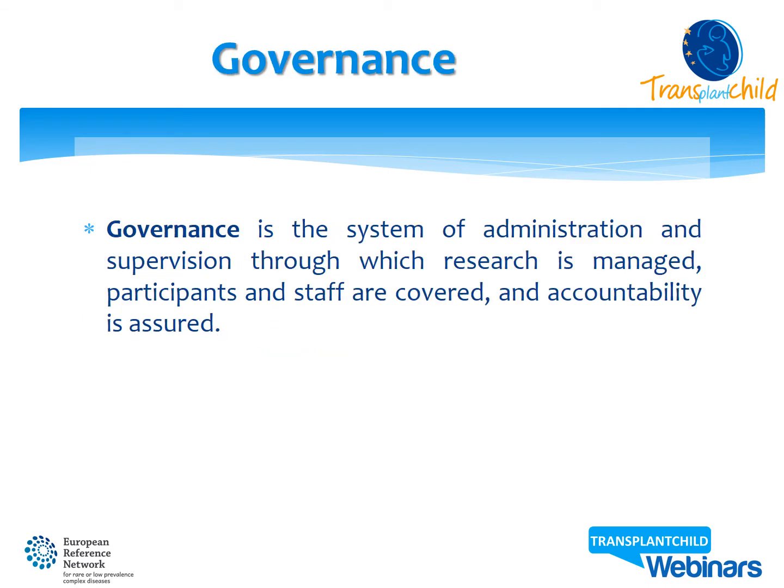After that, it is necessary to establish the governance of the registry. Governance is the system of administration and supervision through which research is managed, participants and staff are covered, and accountability is assured. And why is governance important? A good governance ensures integrity in research through the accountability, transparency, and responsibility. So, governance helps at the time of decision making, oversight, and risk management in every field, like ethical, operational, scientific, conflict resolution, etc. That's why it is necessary to establish a governance team.